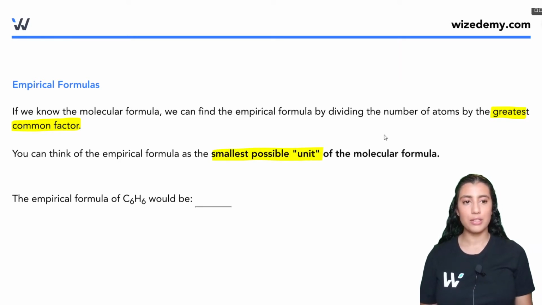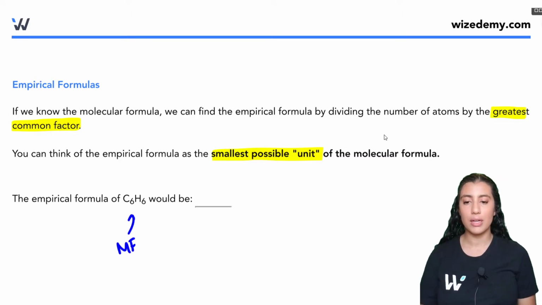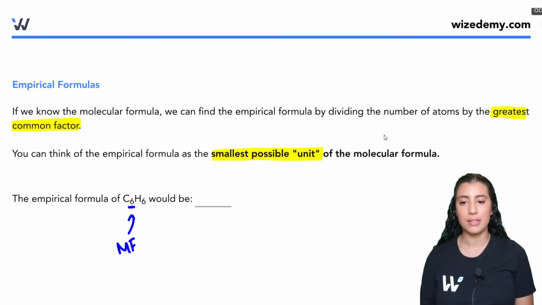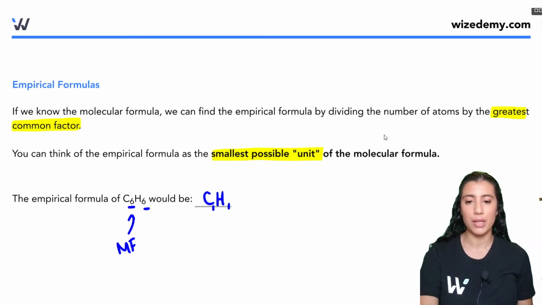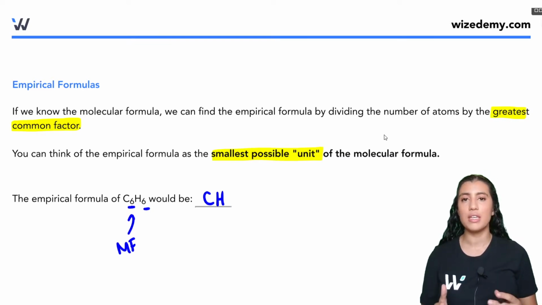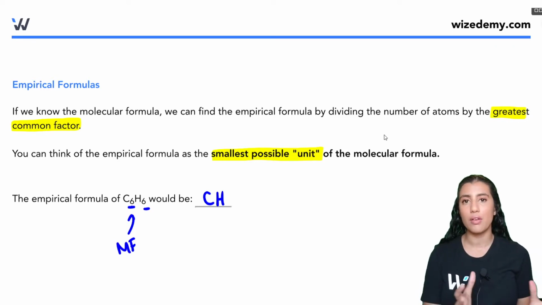So that means if we took this C6H6, which is our molecular formula, and I'm now interested in the empirical formula, I see that the largest number that goes into both 6 and 6 is just 6. So I would divide both of those by 6, and my empirical formula would be CH. There are invisible ones there, but we don't write those in. So the empirical formula is just CH. It's the smallest possible unit of atoms for that molecule.